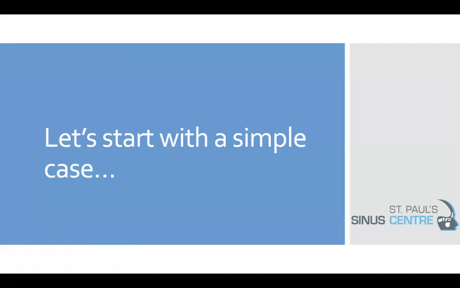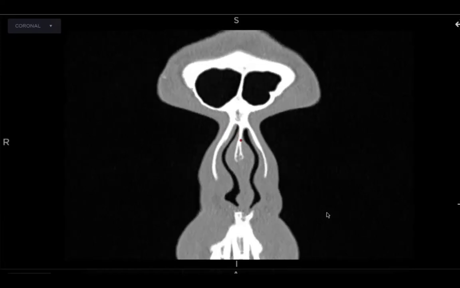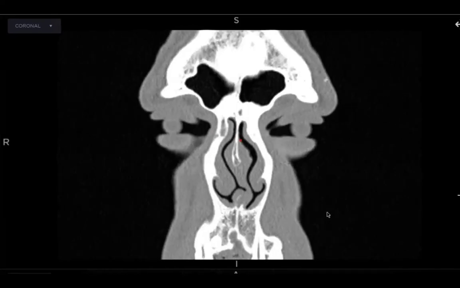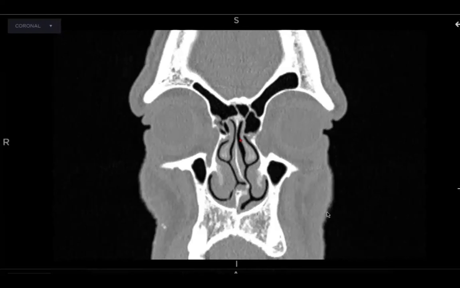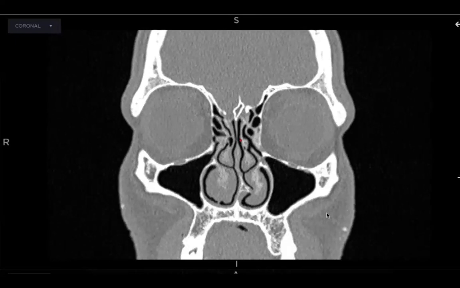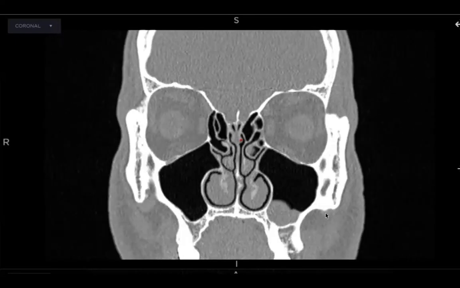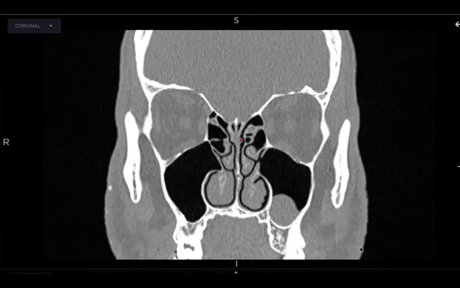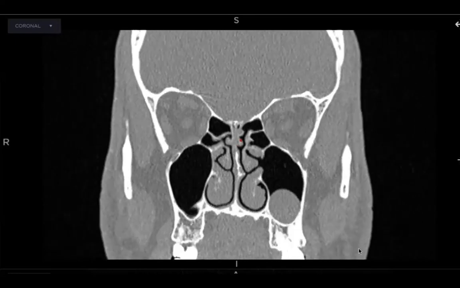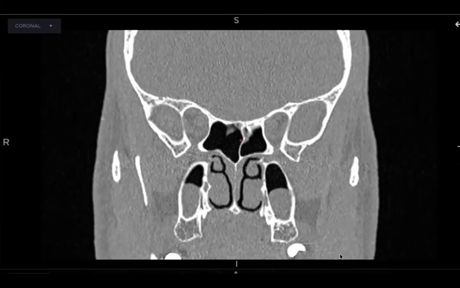So let's start with a simple case. So this is a case that we did this week, actually. And I just want you to look at the coronal scan. And when most people, I'll ask them to look at a CT scan, they'll always just look at the coronal scan. And this patient can't breathe. He's got recurrent sinusitis more than 4 times a year. So he deserves to have that septum fixed and probably deserves to have some anterior ethmoid work done. And this is a patient that maybe I would do limited FAS on.